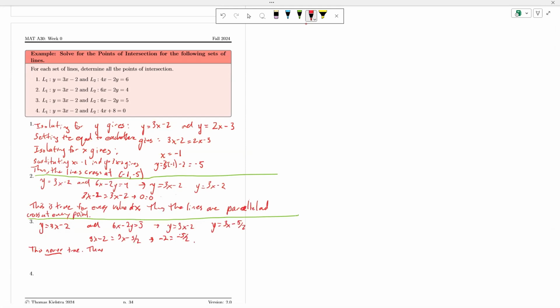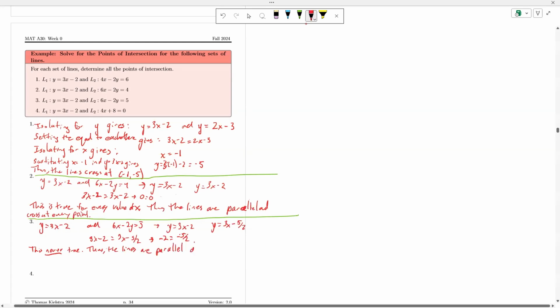Thus, the lines are parallel and never cross.